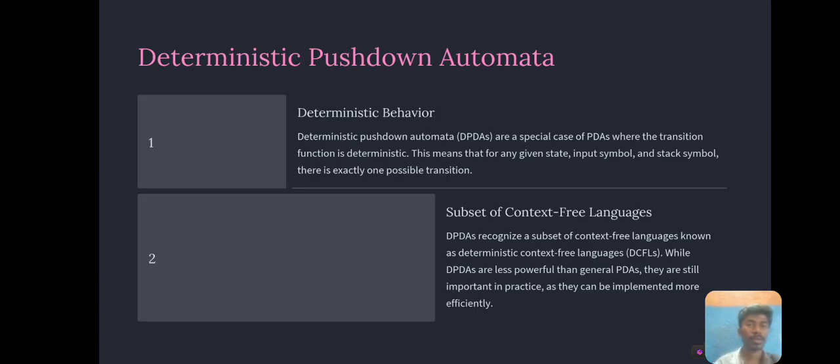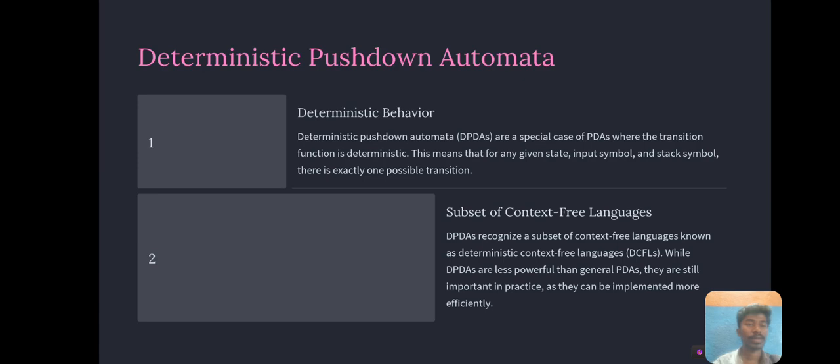Deterministic pushdown automata. So, deterministic behavior. Deterministic pushdown automata or DPDA are a special case of PDAs where the transition function is deterministic. This means that for any given state, input symbol and stack symbol, there is exactly one possible transition.